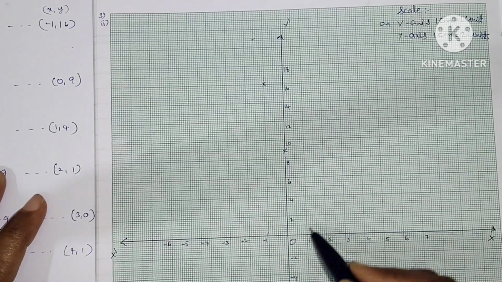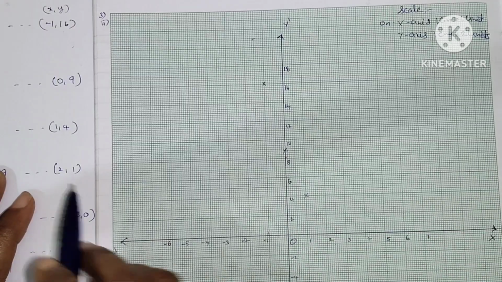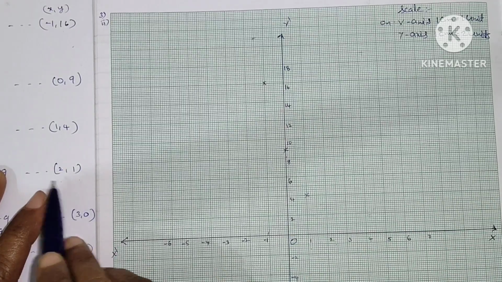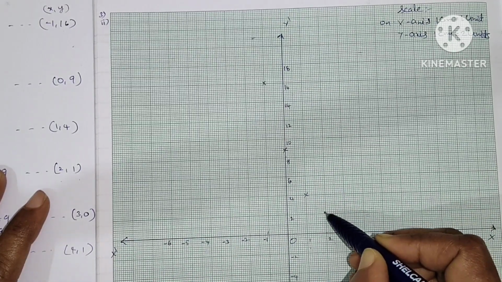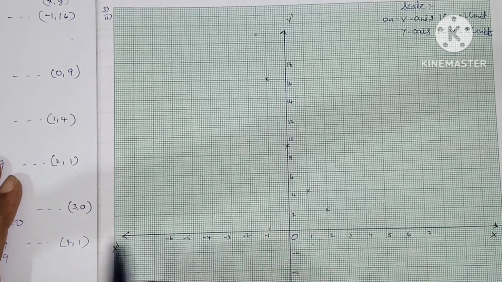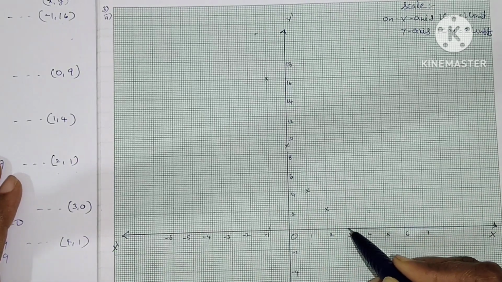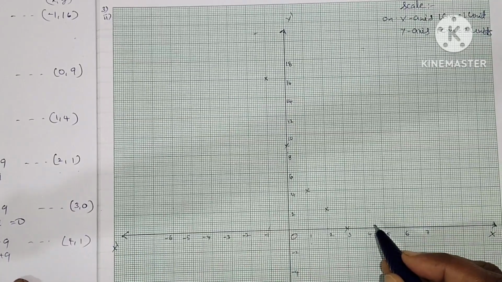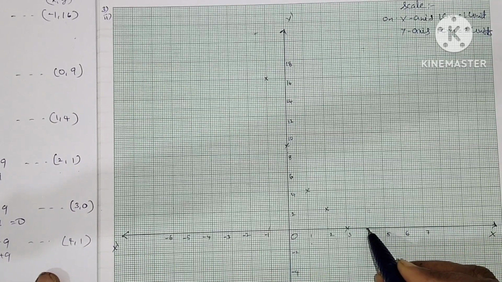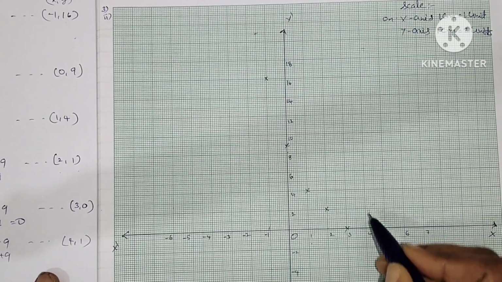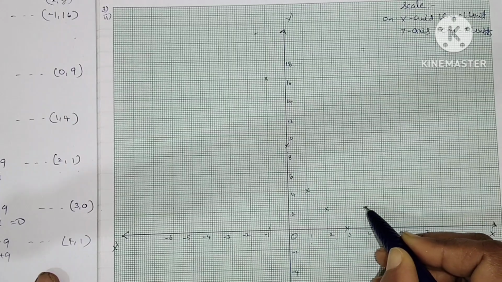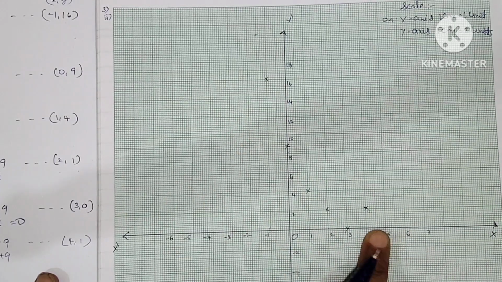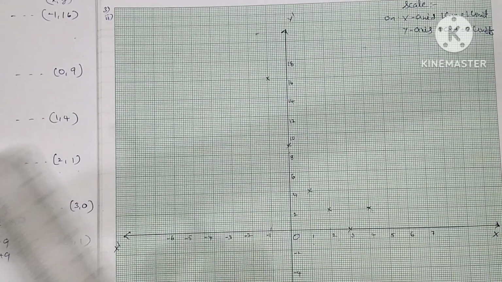X axis on 1, y axis on 4. This is the point. Next, 2 comma 1: x axis on 2, y axis on 1. So 3 comma 0: x axis on 3 and y axis on 0. Here 4 comma 1: x axis on 4, y axis on 1. So these are all the points. Use the scale and join these points.